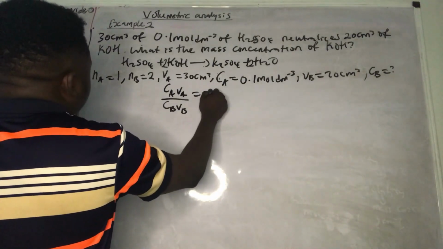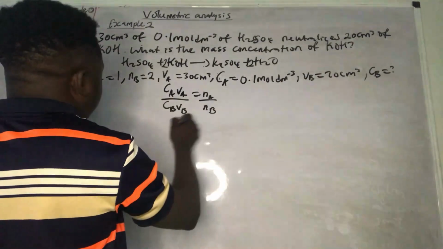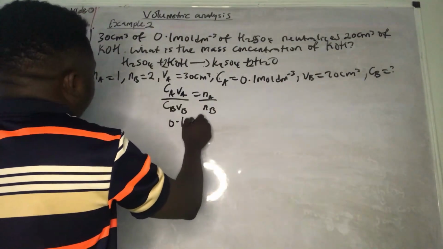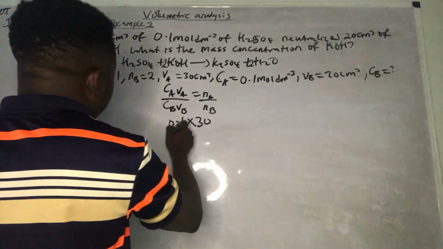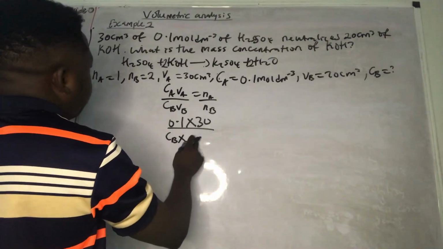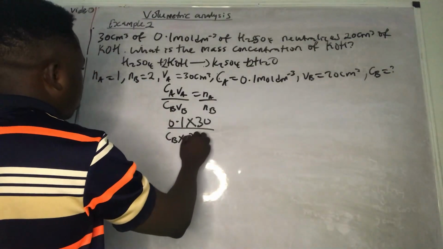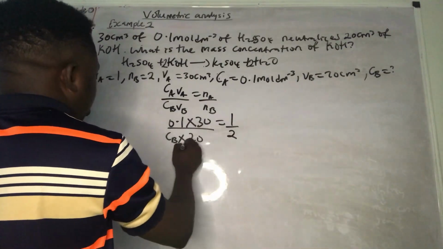What's the formula? NA/NB. What is CA? CA is 0.1 times VA, which is 30. What is CB? We don't know. What is VB? VB is 20, right? What is NA, NB? So let's find CB.